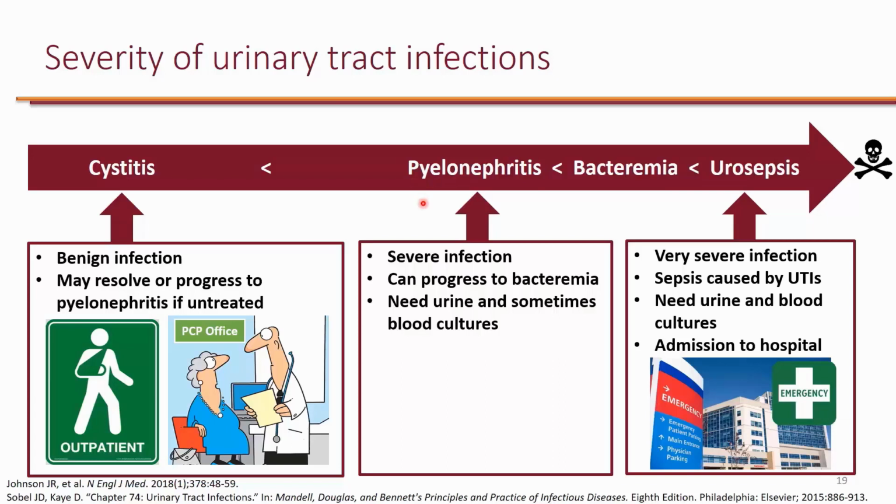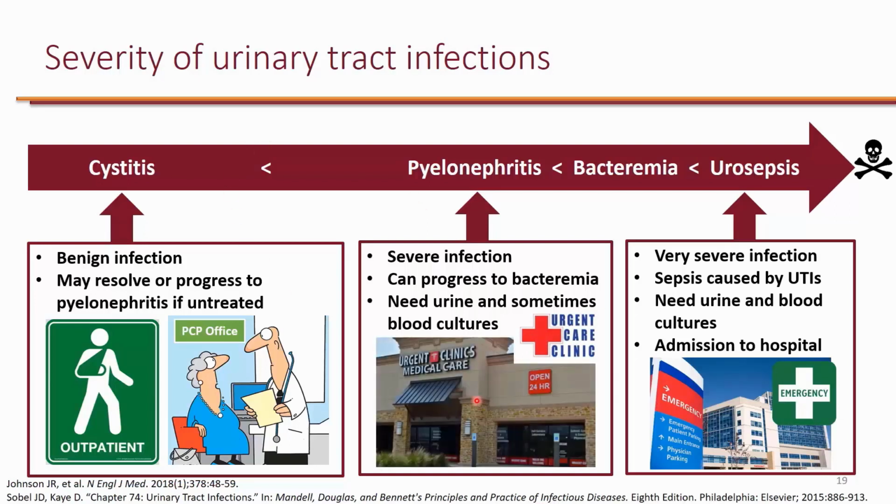And then, of course, in the middle we have pyelonephritis, which is a severe infection, but it's not really an emergency. So it's recommended that patients should go to the urgent care clinic. Urgent care clinics are typically open 24 hours. Patients typically end up going to the emergency department because a lot of people are not aware that there are urgent care clinics. Using urgent care can reduce the cost because going to the emergency department is very expensive and it should be reserved for very severe infections.